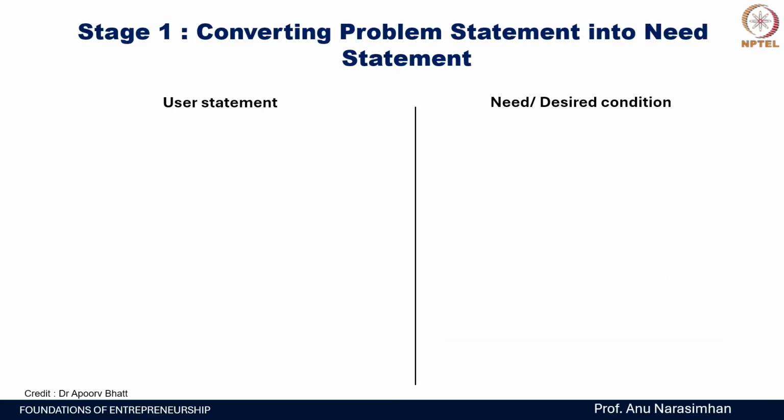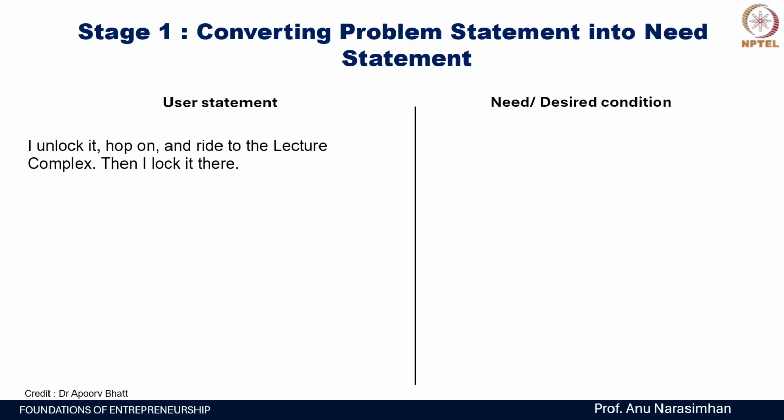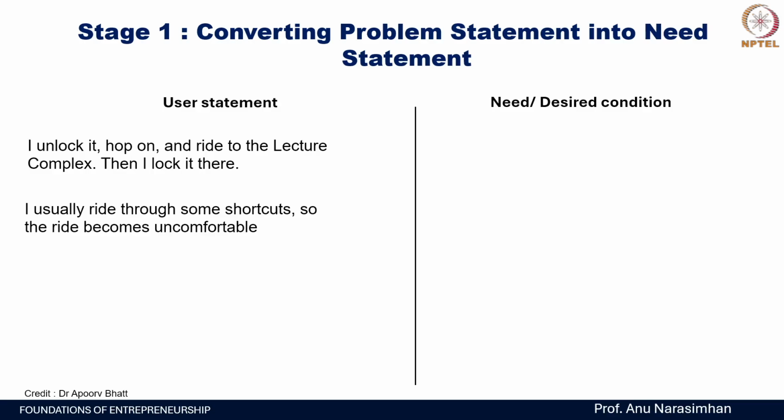From here, we go to converting a problem statement into a need statement. So, people tell us a problem and we convert it to, kash aisa hota, how I wish it were like this. So, that goes from a problem statement into a need statement, and there are some examples provided here. So, the user statement says I unlock it, hop on and ride to the lecture complex and I lock it there. I usually ride through some shortcuts, the ride becomes uncomfortable.